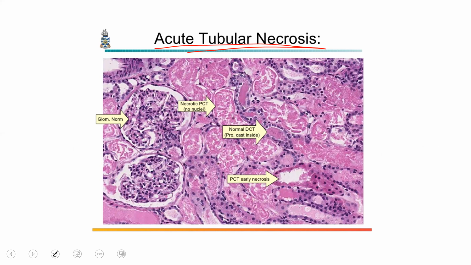We'll try to summarize what we have already seen. In this diagram we can appreciate the normal glomerulus and the normal distal convoluted tubule. The DCT is absolutely normal, but within it we can appreciate a cast. Not just that, in the proximal convoluted tubule the lining epithelium is entirely necrosed. We cannot appreciate any cells lining the PCT, and we can also appreciate necrotic debris within the PCT. So by this, we know the morphology of acute tubular necrosis.